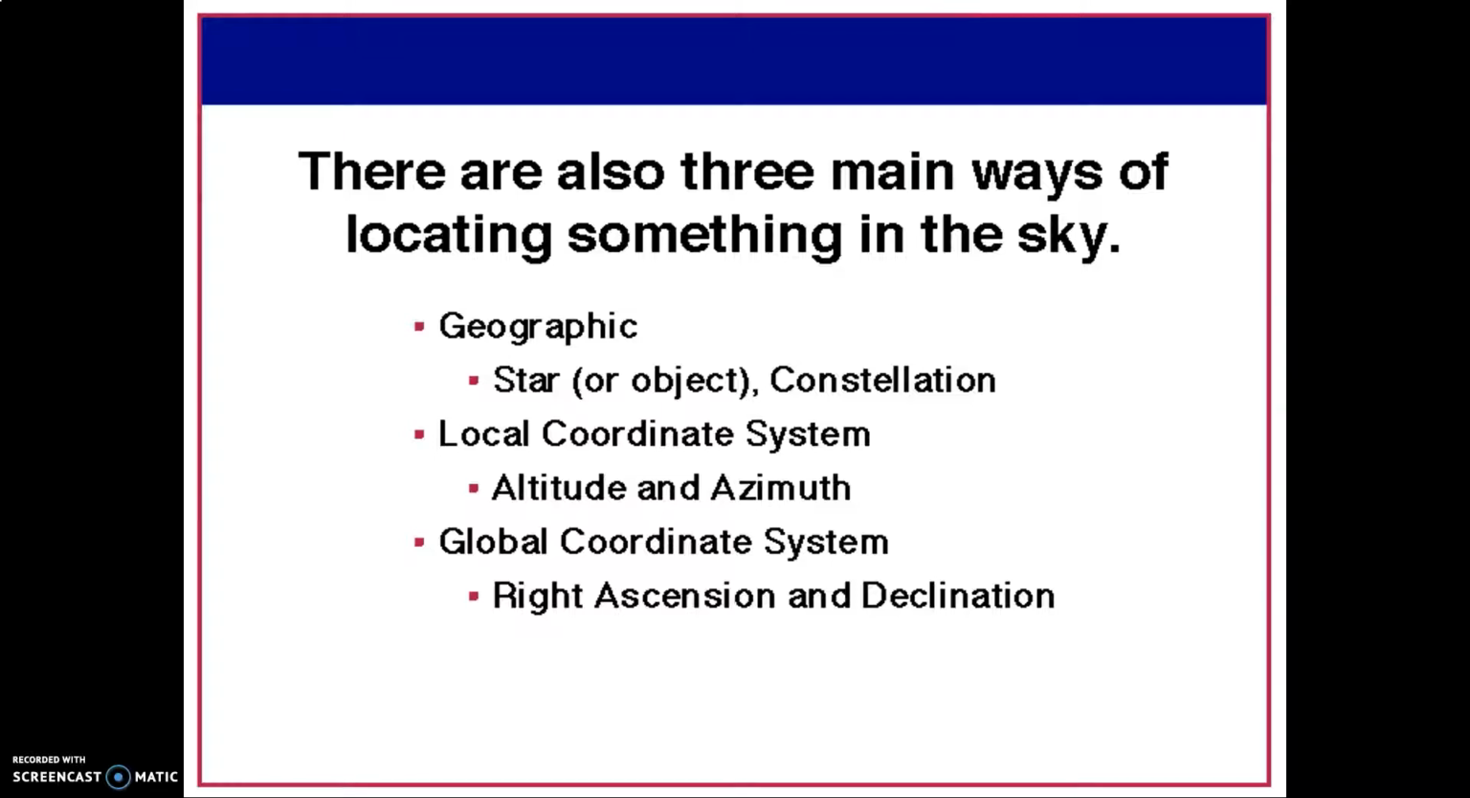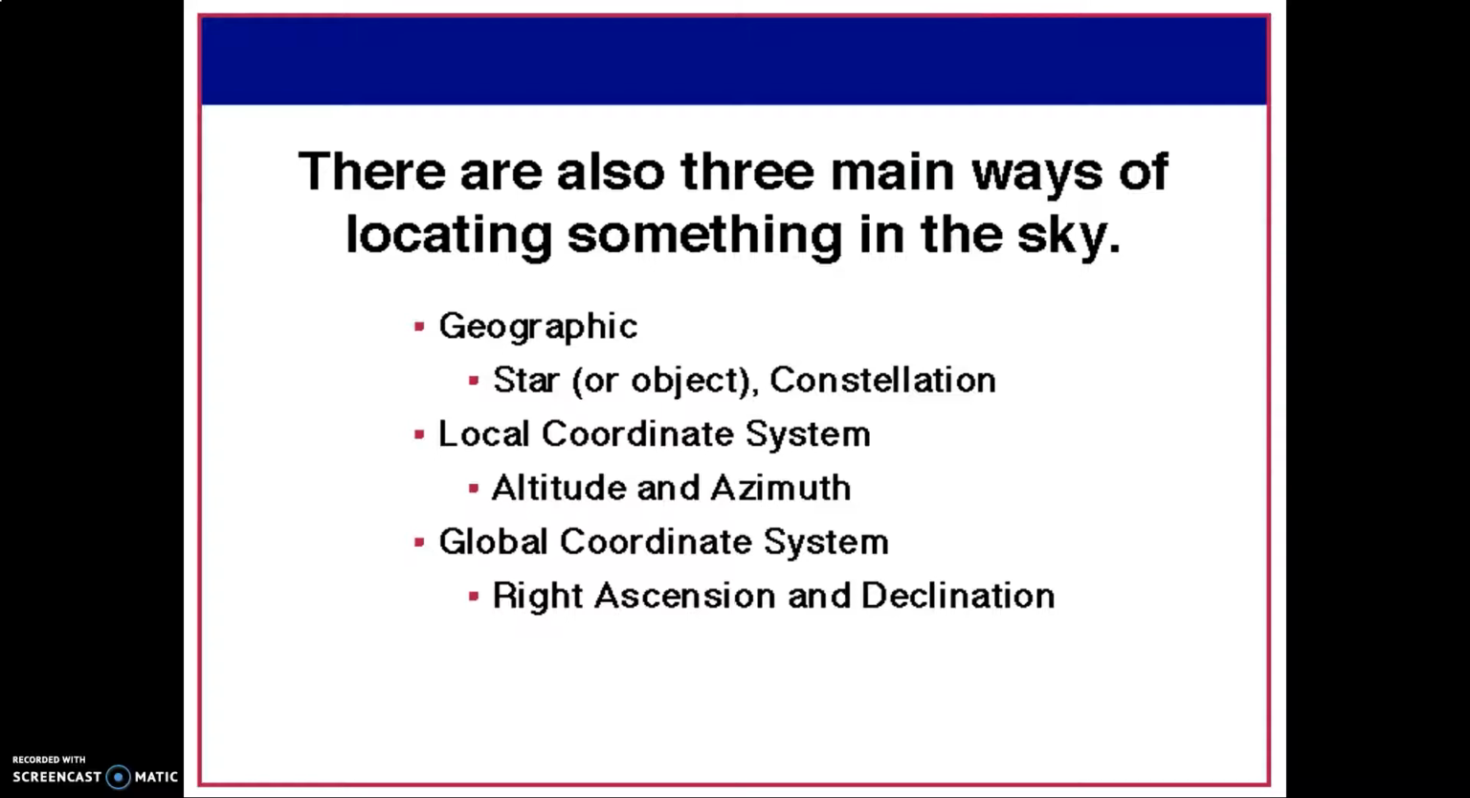The other type of system, the global coordinate system, deals with right ascension and declination. We're going to talk a lot about these as well. The main thing I want to tell you right now about the local coordinate system and global coordinate system for finding objects in the sky is that you need to know that the altitude and azimuth positions of, say, a star will change.